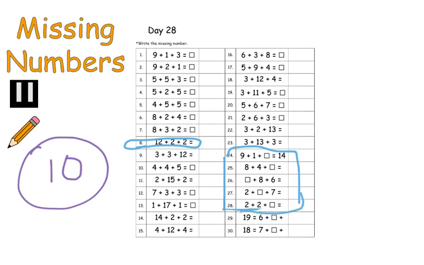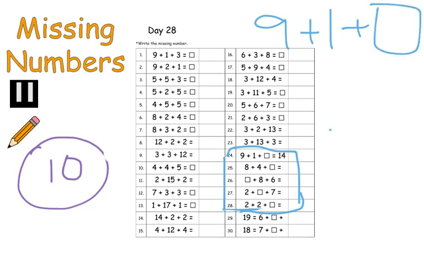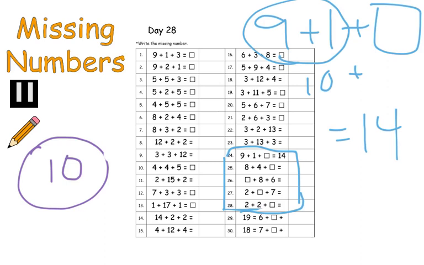Okay, so for these problems here that I have circled right now, you need to find two numbers that make 10. So for 24, we have 9 plus 1 plus something equals 14. Two numbers that make 10. 9 and 1, we have 10. How many more do we need to make 14?